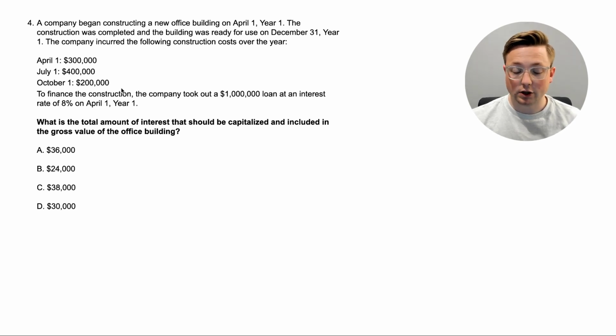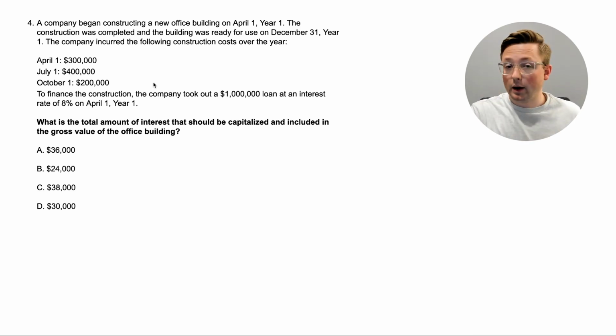To finance the construction, the company took out a $1 million loan at an interest rate of 8% on April 1st, year 1. So now with all that information, again, we have to figure out how much of the interest is going to be capitalized as a part of the gross value. You're going to be able to include some of the interest in the gross value. But honestly, this did not come intuitively to me way back when I was studying, so I wanted to make sure that we covered this. Let's walk through the answer to show you how this interest is going to be included in the gross value of the office building.